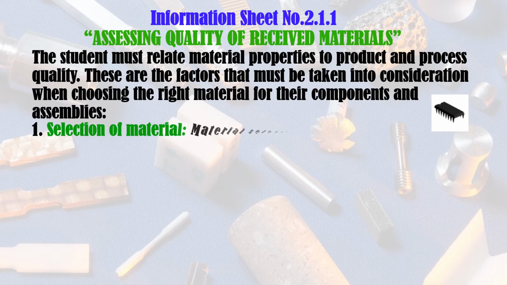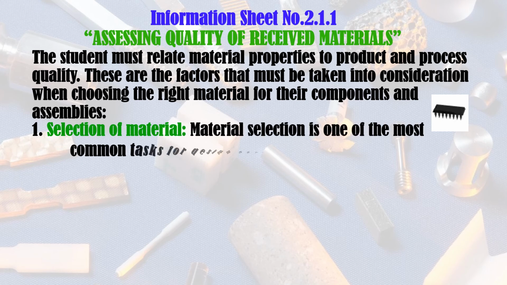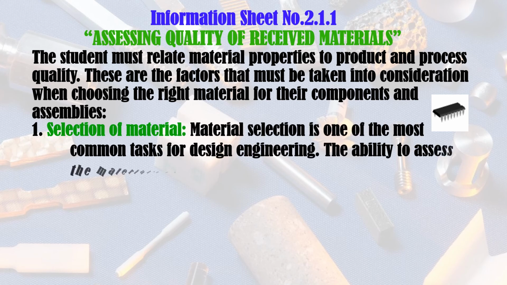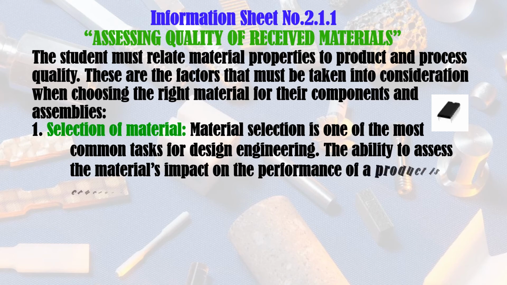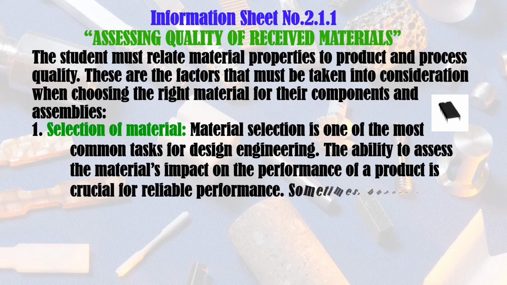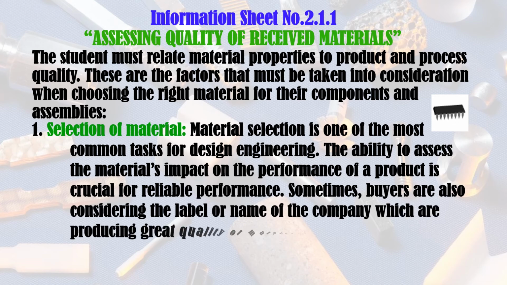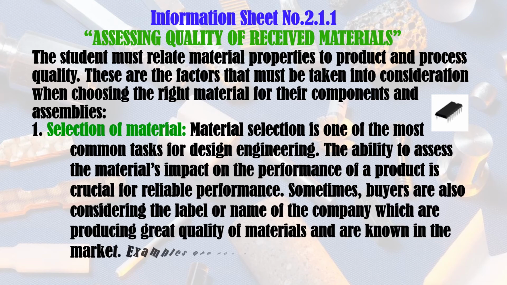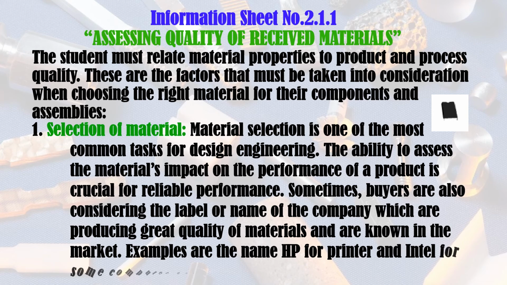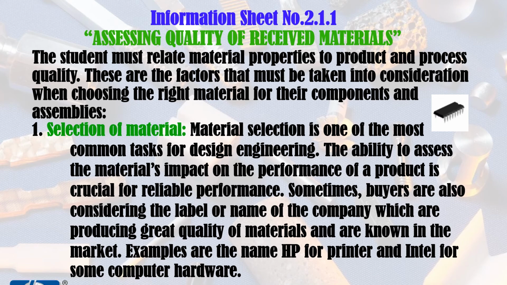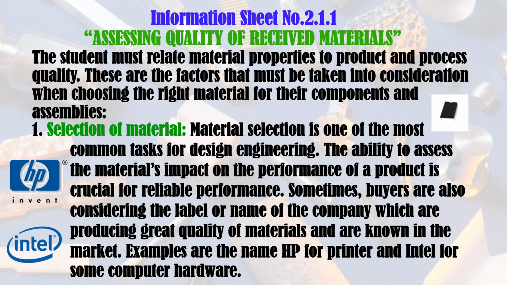Number 1. Selection of material. Material selection is one of the most common tasks for design engineering. The ability to assess the material's impact on the performance of a product is crucial for reliable performance. Sometimes, buyers are also considering the label or name of the company which are producing great quality of materials and are known in the market. Examples are the name HP for printer and Intel for some computer hardware.